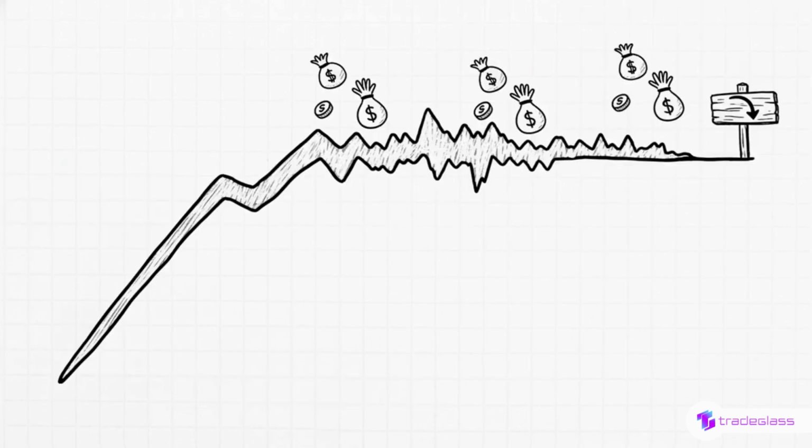And finally, we get to the last chapter, distribution. So remember those smart players who got in early during accumulation? Well, this is where they start selling and taking their profits. That powerful upward momentum starts to fade, the price gets a little choppy, and often goes sideways again. It's a huge signal that the trend might be running out of gas and getting ready to turn around.